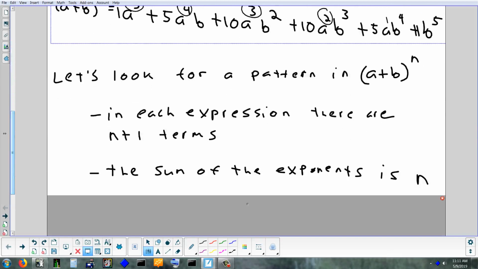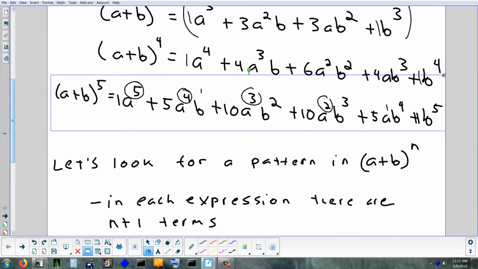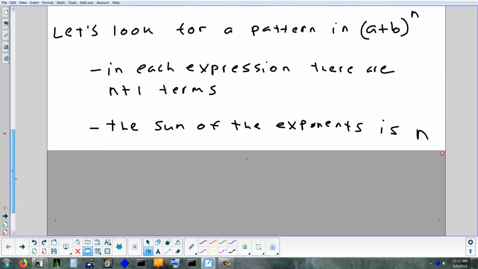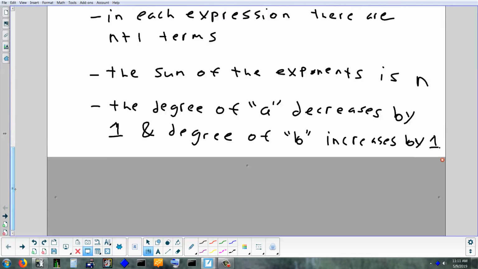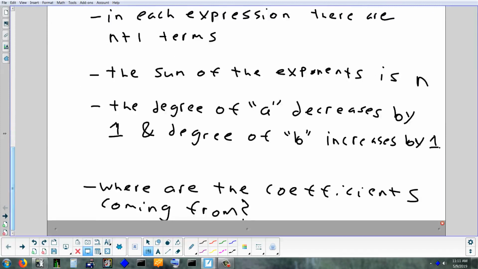The sum of the exponents in each term is n. I don't think anybody noticed that. 4 and 1 add up to 5. 3 and 2 add up to 5. 2 and 3 add up to 5. 1 and 4 add up to 5. The sum of the exponents in each term always adds up to the power. This one we noticed: the degree on a went down by 1 each time, and the degree on b went up 1 each time. And the last one, which we looked at: where are the coefficients coming from? They're coming from Pascal's triangle.